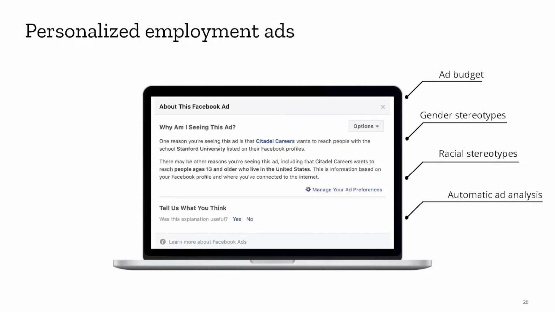Does anybody want to venture a guess why the budget of the ad might affect whether I'm seeing this ad and not, say, Connie sitting in the back of the room? So, okay, I have 2 minutes, so I'm just going to answer this myself.